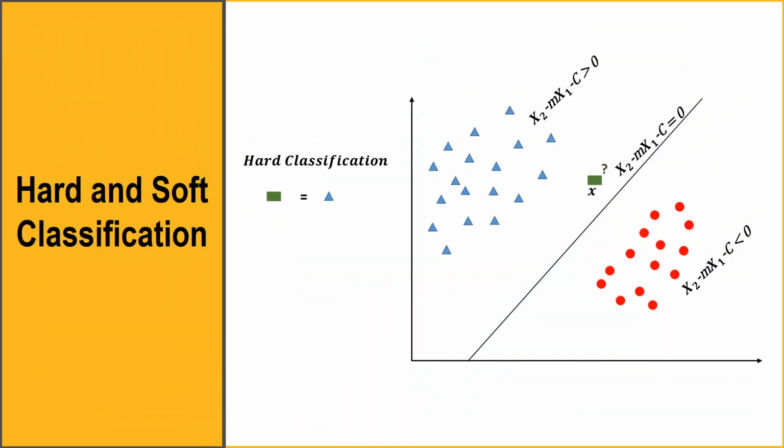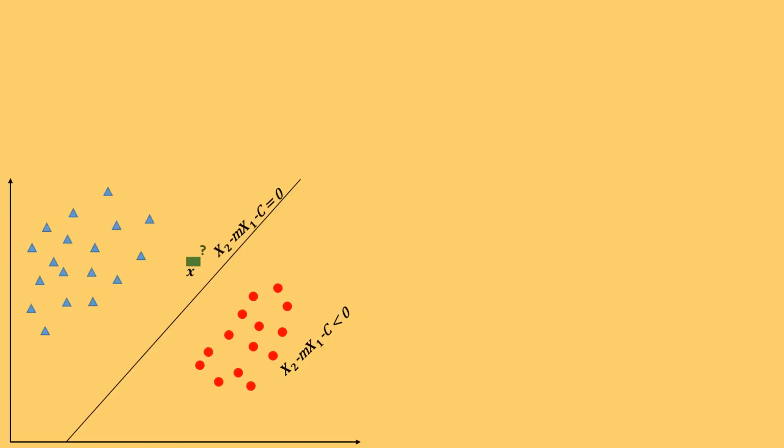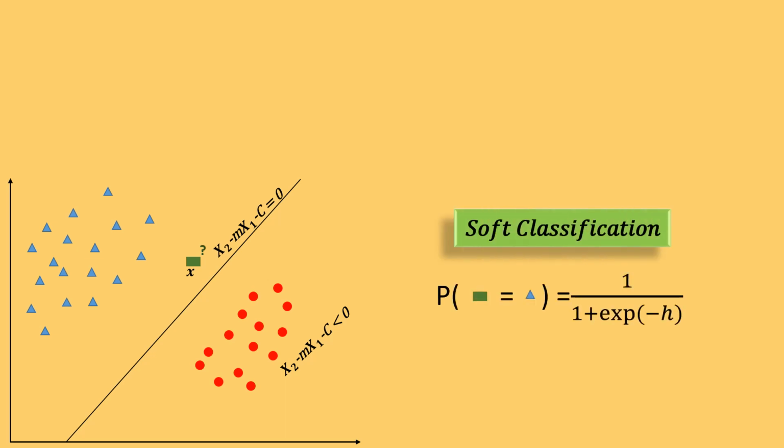In soft classification, a probability function is added. You can use a sigmoidal function, where it will predict that the new point is 60% belonging to the blue class and 40% belonging to the red class. So for soft classification, let us introduce a sigmoidal function. The probability function p is equal to 1 divided by 1 plus exponential of minus h, and the straight line equation is given by h equals x2 minus m x1 minus c.